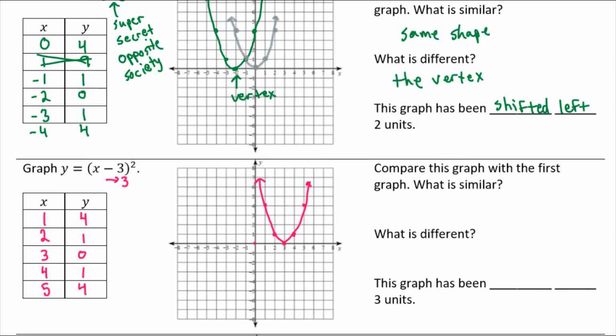So this is the same shape still, but the vertex is different, and this graph has been shifted right.